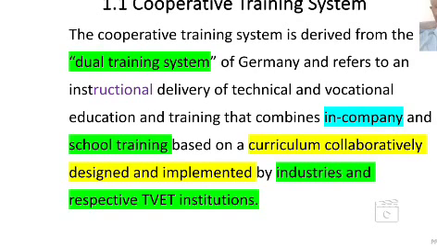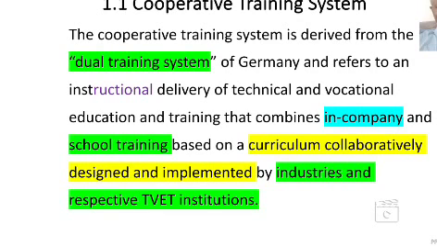The type of training that is in place is known as cooperative training. So this dual training system emanated from the German system. It was a German system for the first time, but now worldwide, especially those countries who pursue a competence-based training approach, follow or have already adopted this system.